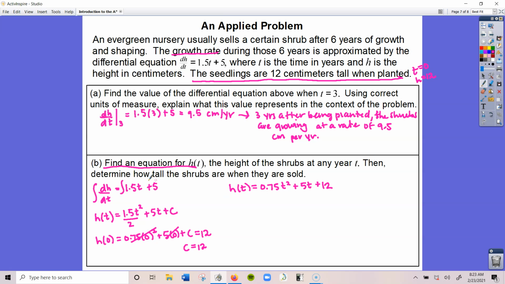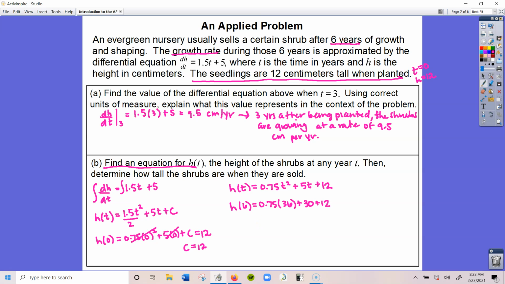Now we're going to determine how tall the shrubs are when they are sold. It says here that we sell them after 6 years of growth. So that means that we want to find h of 6, because that's when they're sold. So this is going to equal 0.75 times 6 squared, which is 36, plus 5 times 6, which is 30, plus 12.